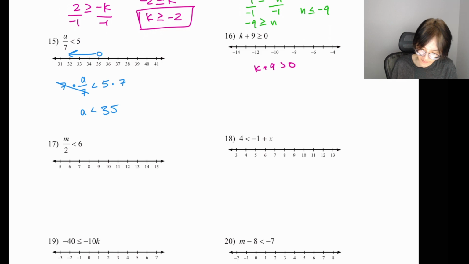K plus 9 is greater than 0. Subtract 9 on both sides. Get rid of it over here. Have k on its own. 0 minus 9 is -9. Where is -9 here? Right here. Open circle because there is no "or equal to." This direction, because it is going this direction, it is everything that is greater than -9.